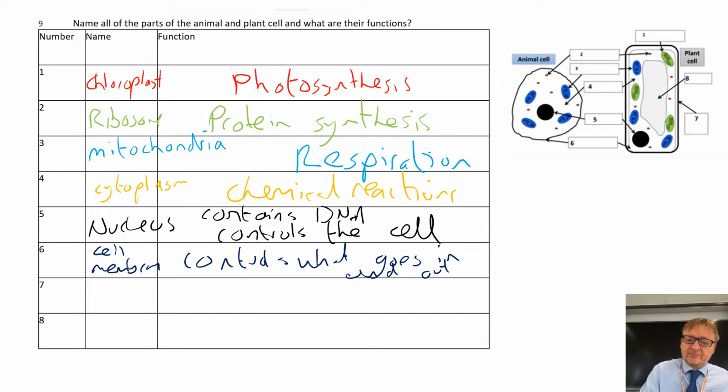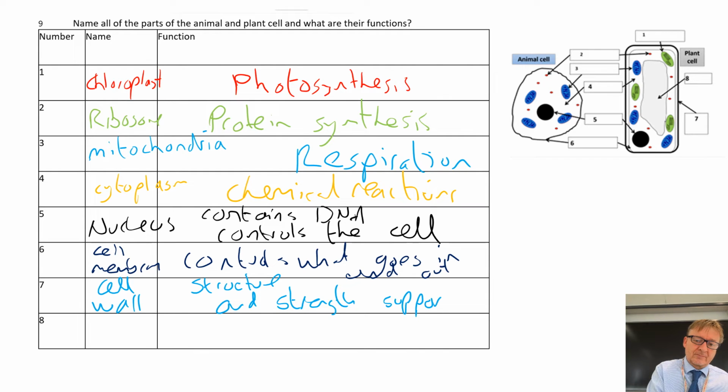Number 7 is the cell wall. That gives it structure and strength, and it supports. And number 8, I'll do this one in red, is the vacuole, and the vacuole contains cell sap, and it also keeps the plant upright.